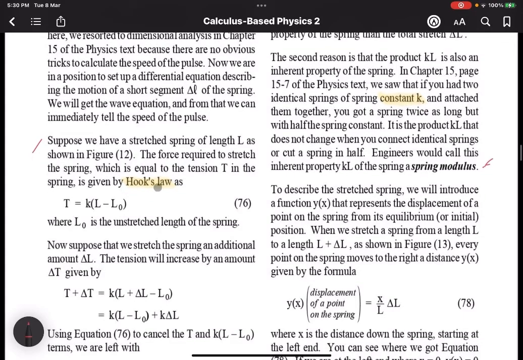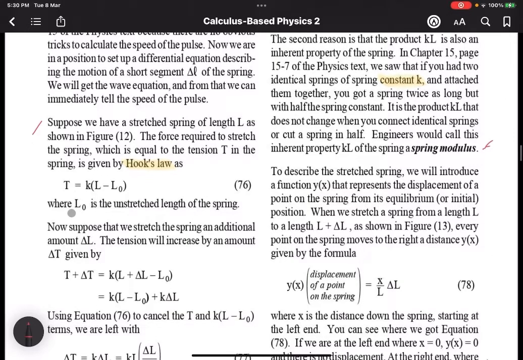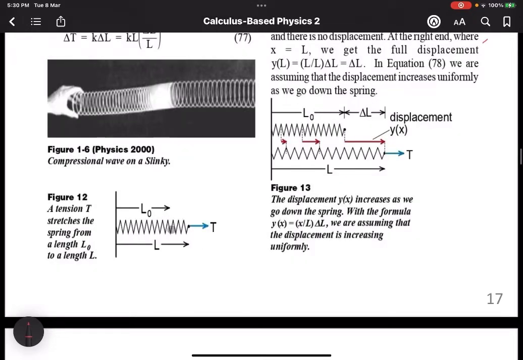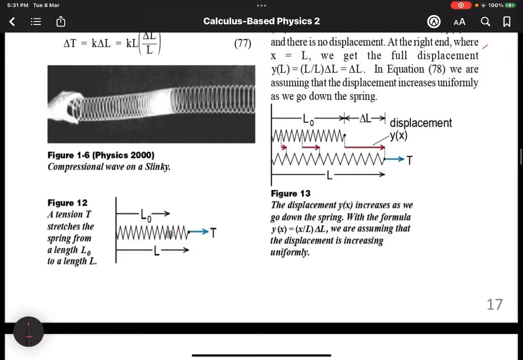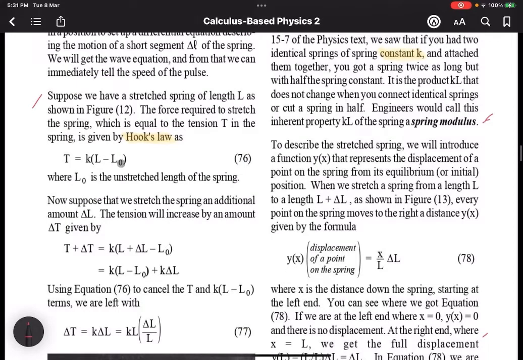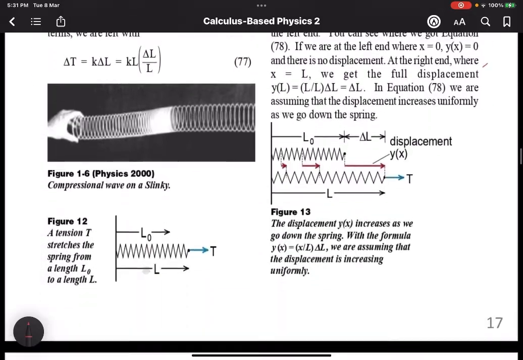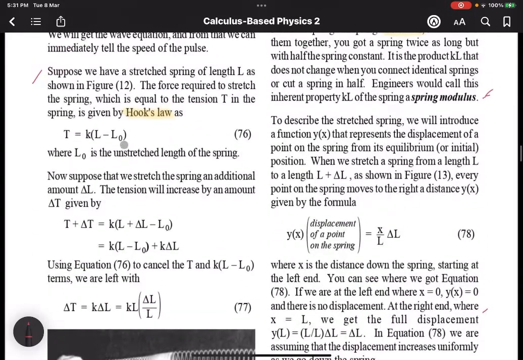Okay, sabi sa Hooke's law, T, which stands for tension, is equal to K times L minus L0, no? Where L0 is the unstretched length of the spring. Ito yung unstretched hanggang L0 tayo. Dito, yung full length, kapag dinagdagan natin ng tension, ito yung T. So, T is equal to K times the difference of L, which is the full length, and the L0.